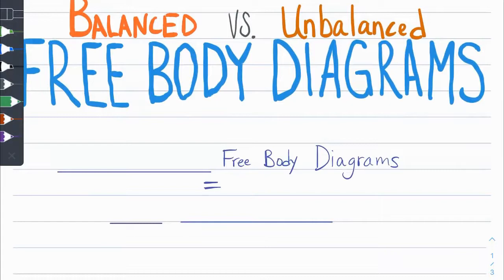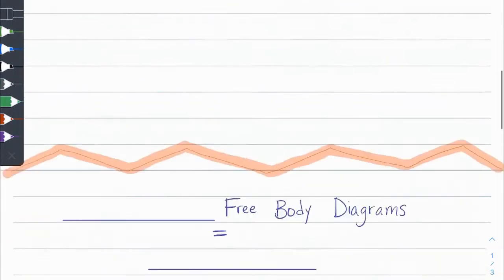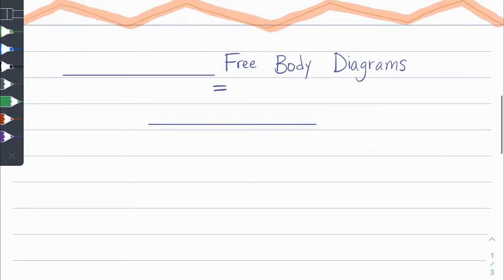Let's start with our balanced free body diagrams. Now think about a teeter-totter. If everything is balanced on a teeter-totter, then there is no motion. Even though you might be suspended up in the air, if everything is balanced, there is no motion. There is not any movement at all. So you could probably then assume how an unbalanced free body diagram will be different.